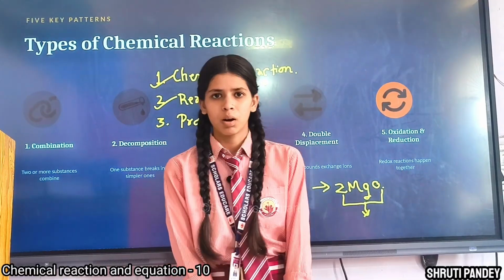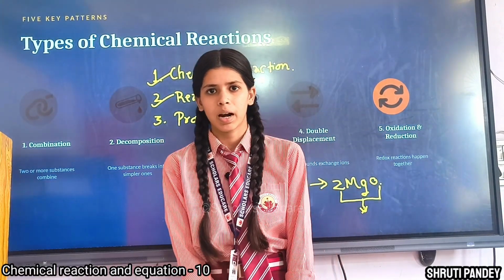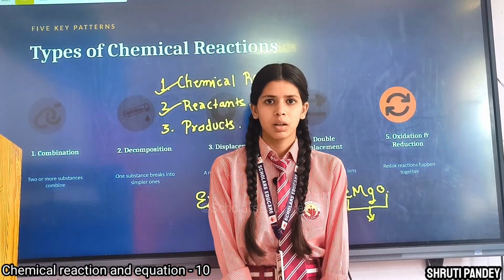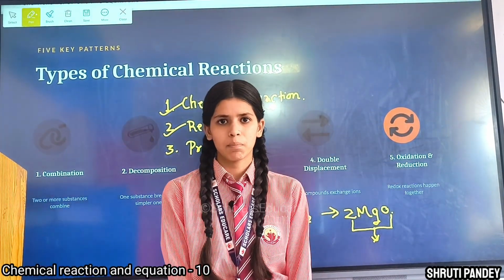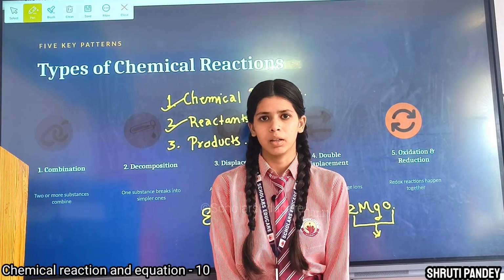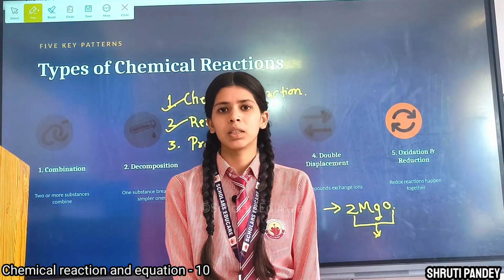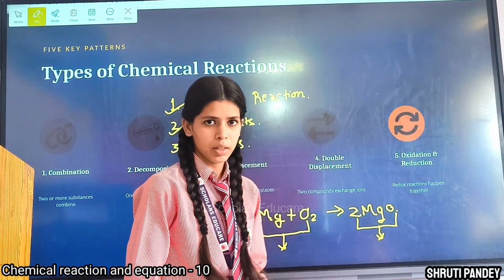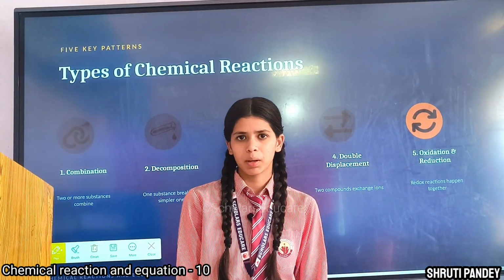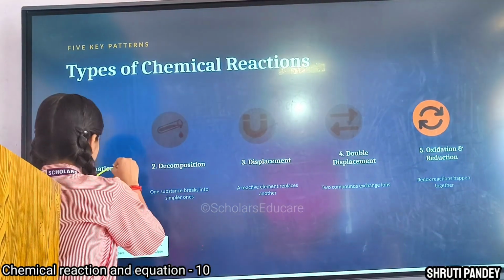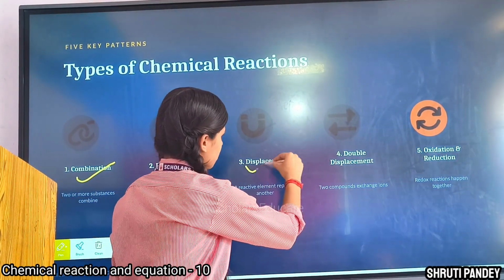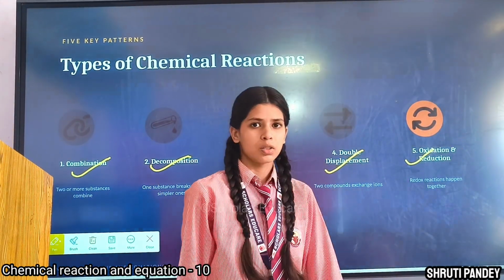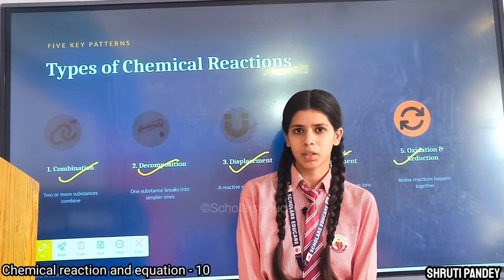Now come to our main topic and know how chemical reactions are classified. Chemical reactions are mainly classified into 4 types. But here we will study 6 types of chemical reaction, including exothermic and endothermic reaction, and oxidation and reduction reaction. So the main types of chemical reaction are combination reaction, decomposition reaction, displacement reaction, double displacement reaction, and oxidation and reduction. Let's start with the first type, which is combination reaction.